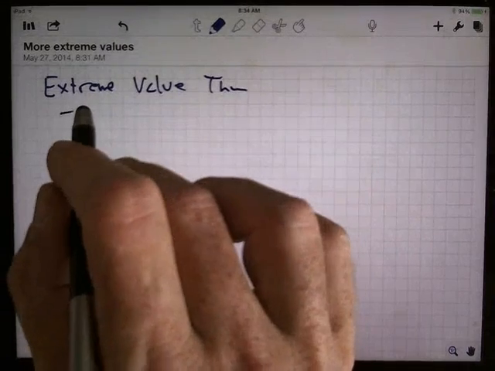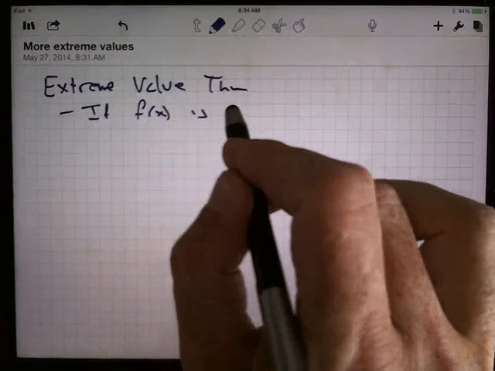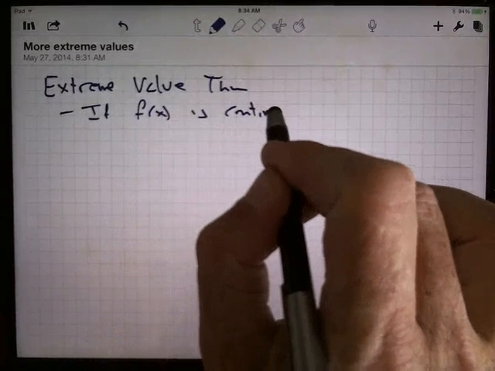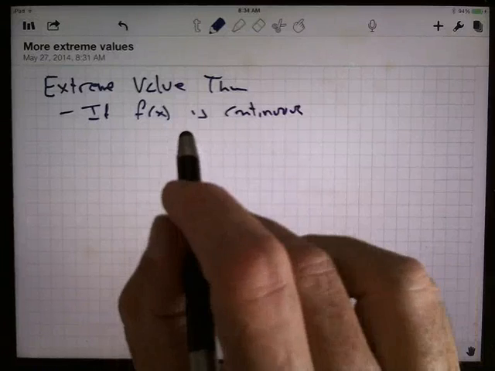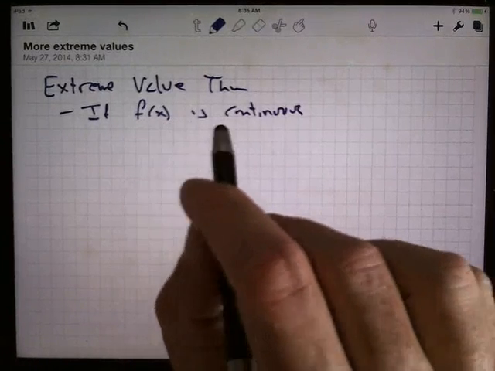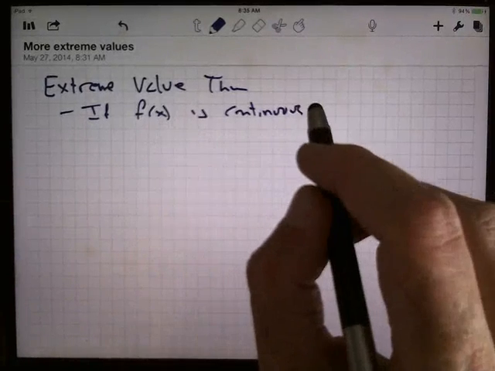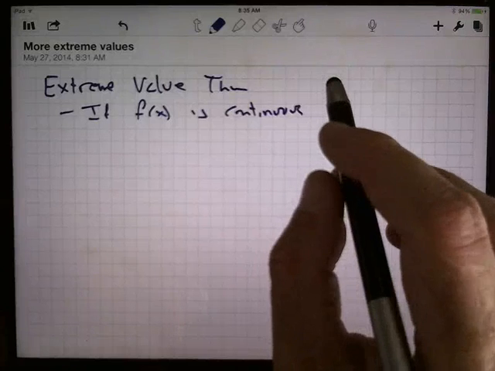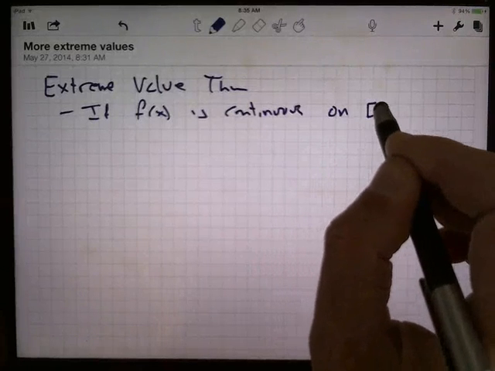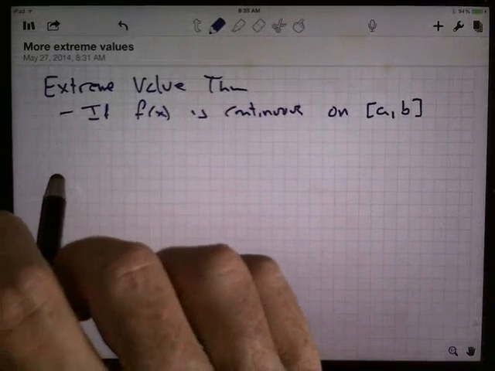Extreme value theorem says if f of x is continuous, right? Continuous means that at every point the function value is equal to the limit as you go to that value. The net result is you can draw the graph without picking your pencil up, right? If f is continuous on a closed interval from a to b, right? So it's even continuous at the endpoints.